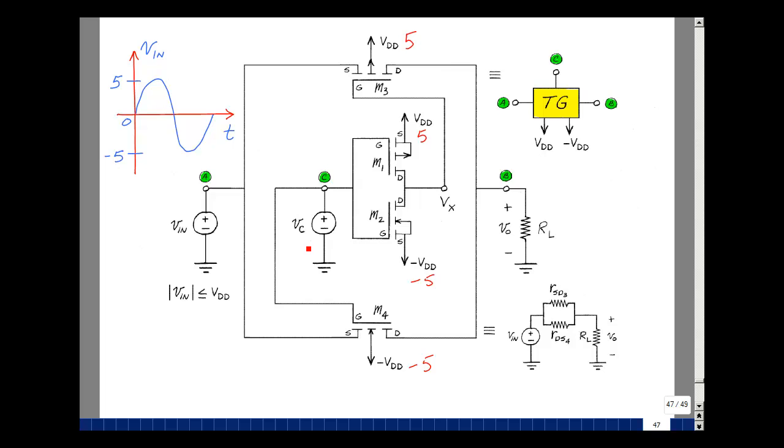Suppose that I put a voltage here of 5 volts. This would be a logical 1 in a 5 minus 5 volt system. What is the gate to source voltage? Well, it's going to be 5 volts minus a minus 5, so 10 volts. And what is the source to gate voltage here? It's going to be 5 volts minus 5 volts, or 0.